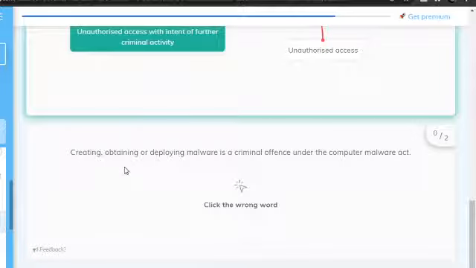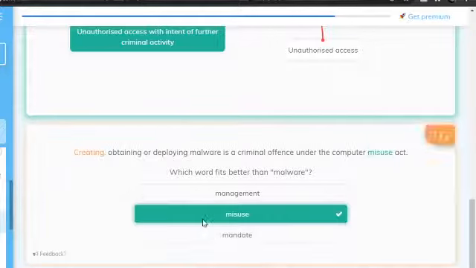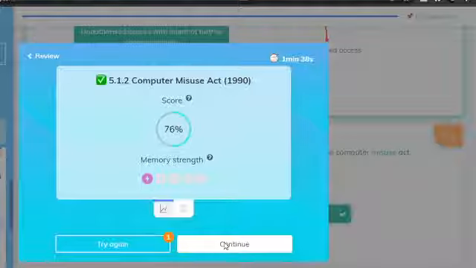So creating, obtaining, or deploying malware is a criminal offense. Surely creating shouldn't be one. You can use it for educational purposes. It's fine. Unless I just read that wrong.